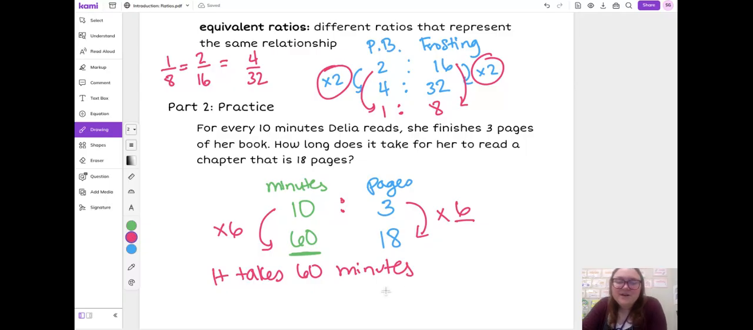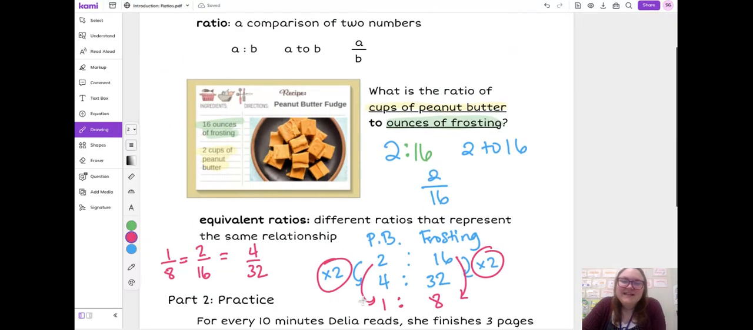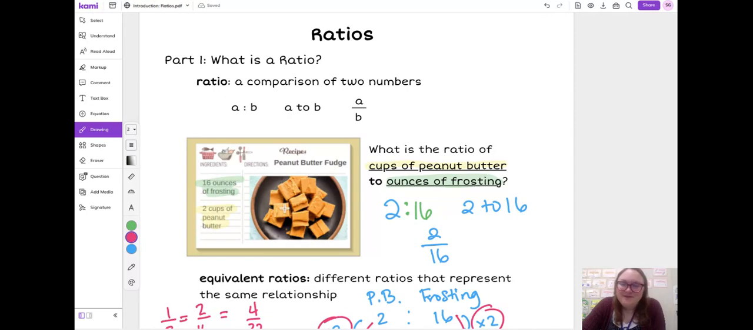In today's lesson, we're going to be solving more problems like this, as well as just writing ratios to represent stories.